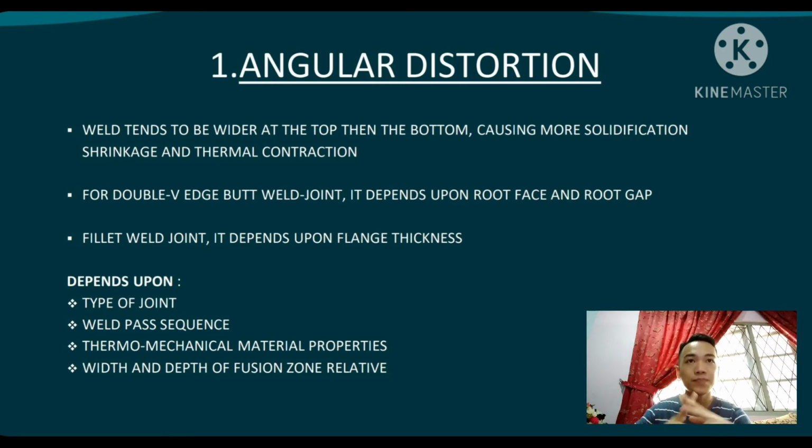For double V edge butt weld joint, it depends upon root, face, and root gap. Fillet weld joint, it depends upon flange thickness. Depends upon type of joint, weld pass sequence, thermomechanical material properties, width and depth of fusion zone relative. 2.